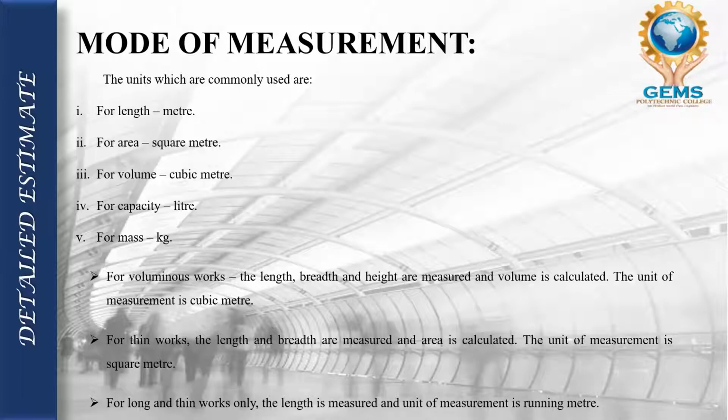So these are some points given, and we should have knowledge about these points. For voluminous works, the length, breadth and height are measured and the volume is calculated, so the unit of measurement is cubic meter. For thin works, length and breadth are measured and the area is calculated, so the unit is square meter. For long and thin works, the length is measured and the unit of measurement is running meter. That is the mode of measurement.